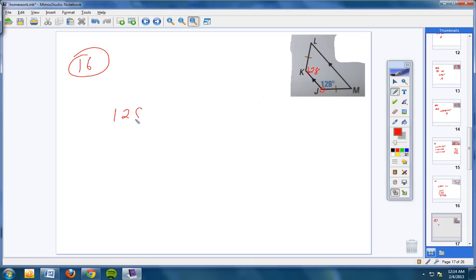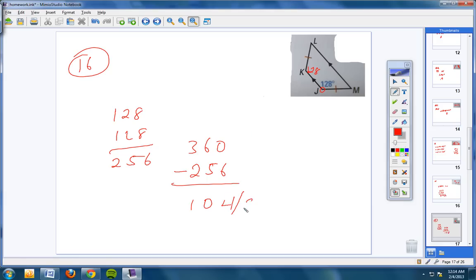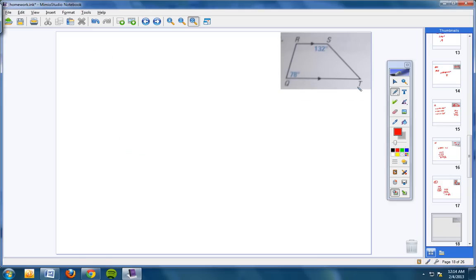Let's go ahead and add those together, and we should get 256. Now all four angles together have to add up to 360, so let's subtract out our 256, and we should get 104. And of course, if these two angles add together is 104, divide that by 2, and this angle here would have to be 52, and this angle here 52. I hope that makes sense. Okay, number 17, find the missing angle measures.